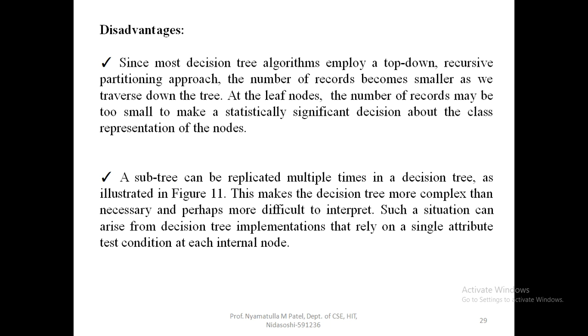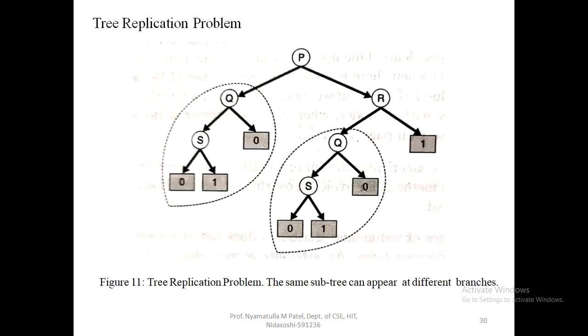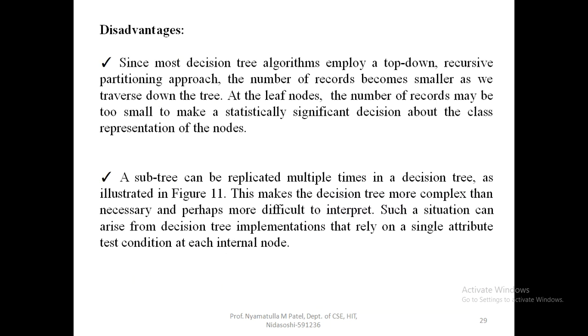a particular node belongs to. Okay, a subtree can be replicated multiple times in a decision tree, as listed in figure 11. So, this makes the decision tree more complex than necessary and perhaps more difficult to interpret. It means the same subtree will sometimes be repeated again and again. The same subsets or the same child nodes are repeated in the decision tree. So, this is one more major problem, or disadvantage, of the decision tree.